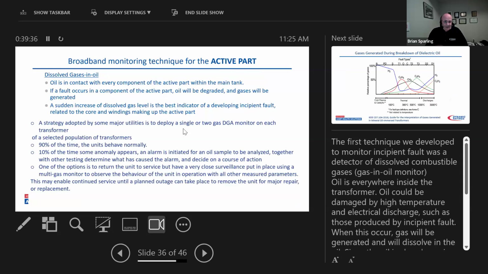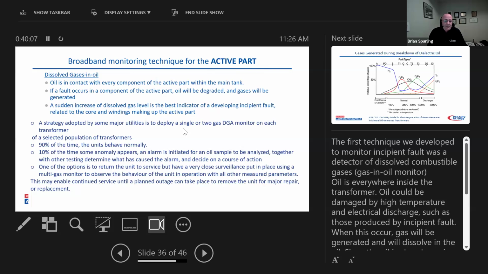Now, dissolved gas, this is a broadband approach for the active part, the core and coil. I think we all know that dissolved gas in oil is a way to monitor, because the oil is in contact with the components in the active part. If faults occur, the oil will begin to degrade and gases are generated, and any sudden increase in dissolved gas is the best indicator of something going on inside the main tank itself. So I'm not going to go into this. We could spend all day talking about DGA and interpretation, but here's the impact.